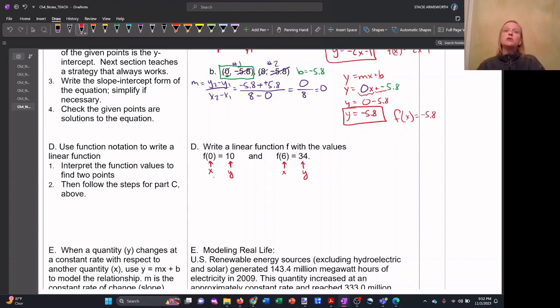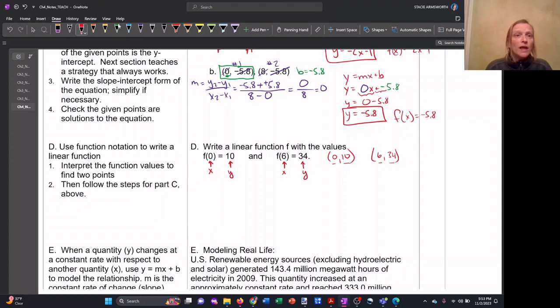So really, the information we've been given here is that this function goes through 2 points. One of those points has the coordinates 0, 10, the x value and the y value. The other point has the coordinates 6, 34, the x value and the y value. Even though this notation is different, this is really an identical question to what the previous section was asking, where I've given you 2 points. How do you come up with the equation for the line?